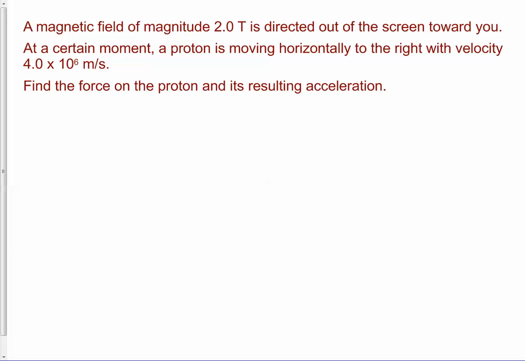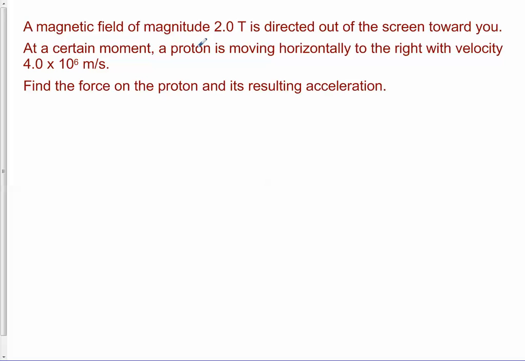So let's try this problem. A magnetic field of magnitude 2.0 Tesla, which is a very, very strong magnetic field, is directed out of the screen toward you. At a certain moment, a proton is moving horizontally to the right with velocity 4.0 times 10 to the 6th meters per second. Find the force on the proton and its resulting acceleration.